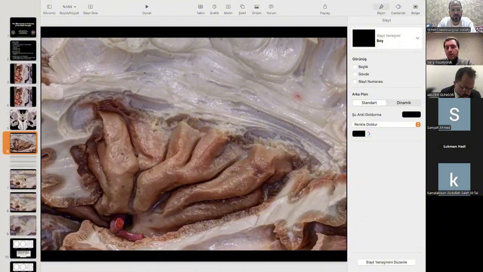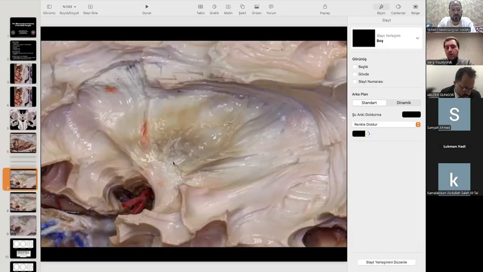Then when we remove this insular cortex, the first thing we see is the larger dorsal claustrum and the smaller ventral claustrum, which we'll see in more detail a little bit later. But the first layer after the insular cortex has small association fibers between the gyri of the insula and also the dorsal claustrum.